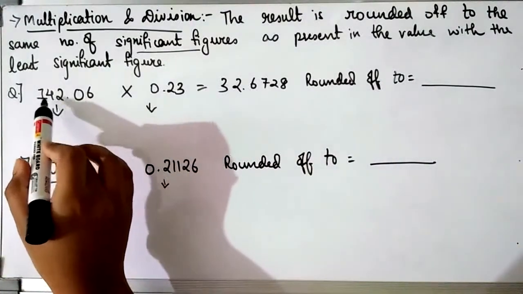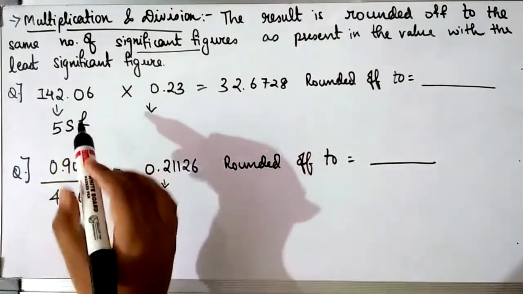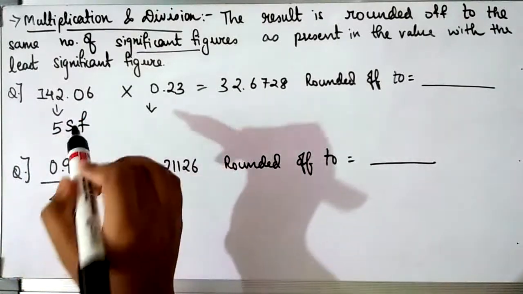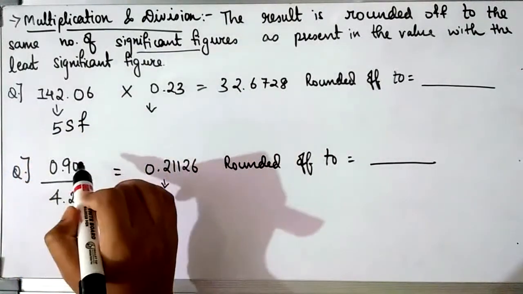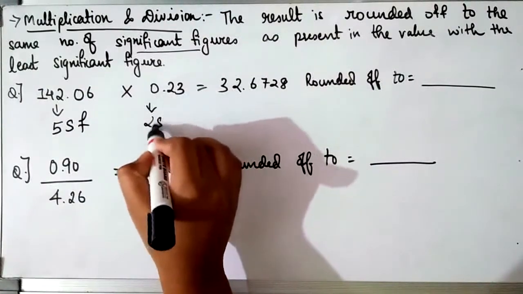Now we have got here 1, 2, 3, 4, 5 significant figures, because the 0 is also significant because it is present between two non-zero digits. So we have got here 5 significant figures. In the second value, we have got here 2 significant figures.